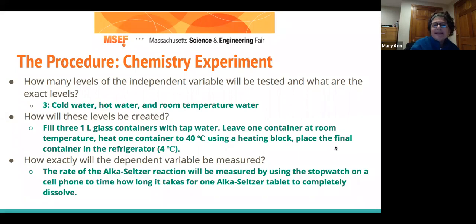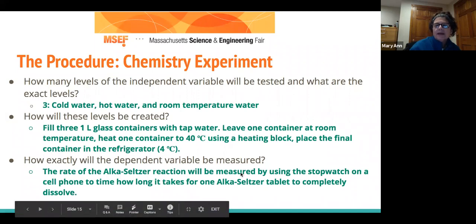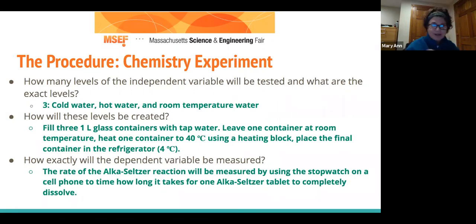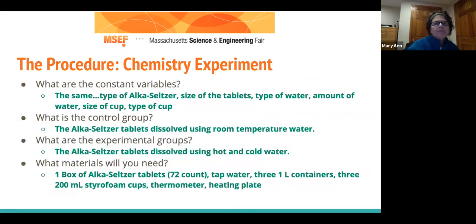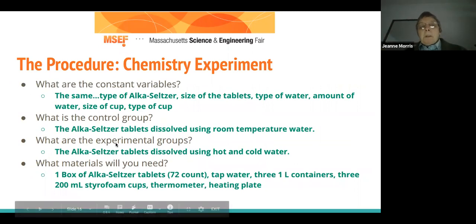Okay. How exactly are you measuring the dependent variable? So how is the rate of the reaction going to be measured? They're going to use a stopwatch on a cell phone and wait for the tablet to completely dissolve. And by the way, that's even a problem. Like, is it dissolved now? You know, you're looking in the container. And then I have them fill out this.